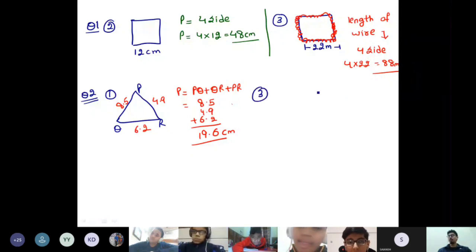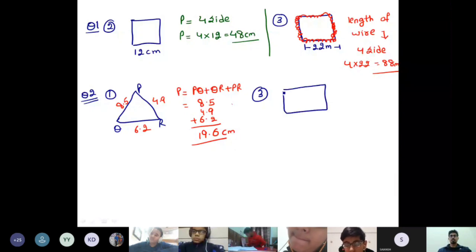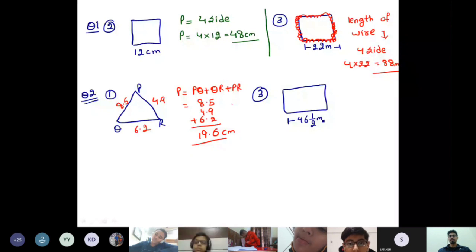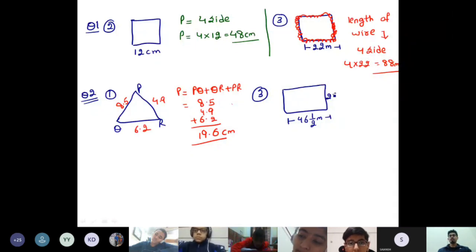What is given? A rectangular park. See, a rectangle is given whose length is 46 and 1 by 2 meter, and the breadth is 23 and 1 by 2 meter. Both are in meter. I have to find out the perimeter. So the perimeter is which how much?